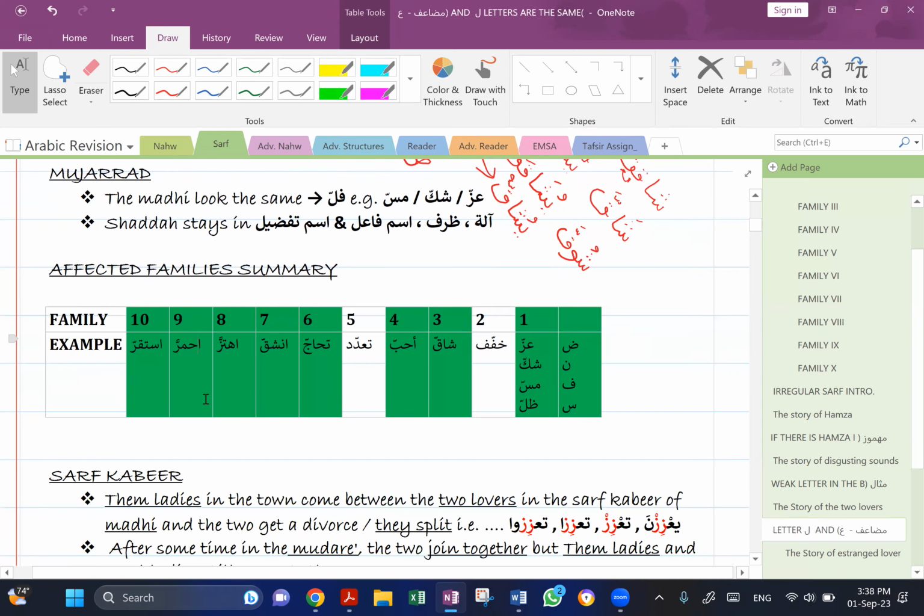All right. So this is why some people think muda'af is difficult, but it's just because it happens in every single family. The irregularity happens in every single family, so it looks like a lot. But as you have seen, such a beautiful love story, honestly. Just two people coming together, they got married and had a baby, Shadda, and that's basically it, really.